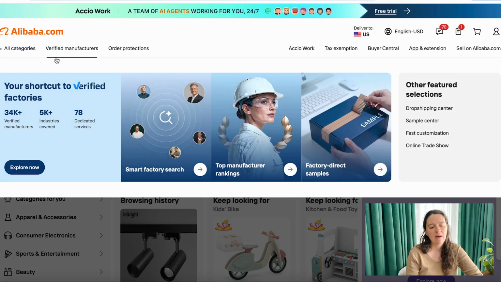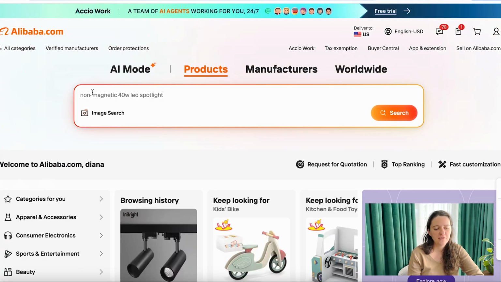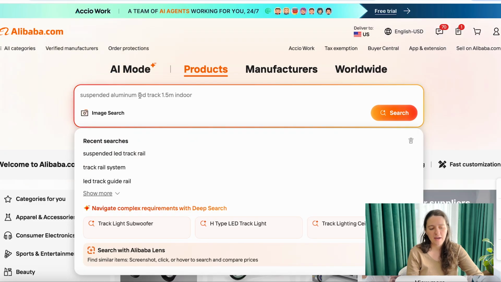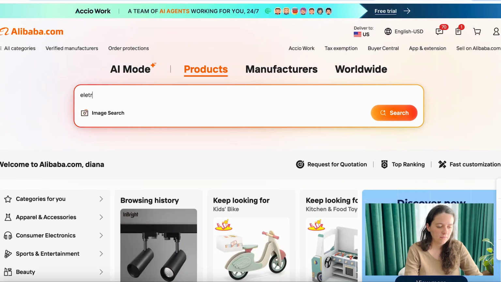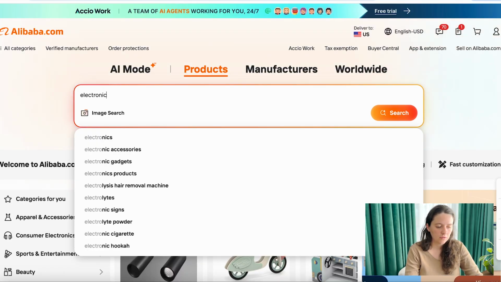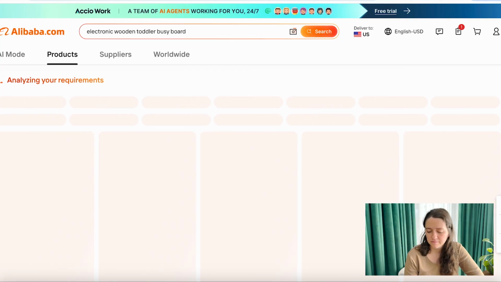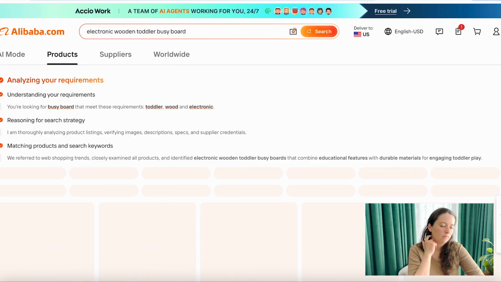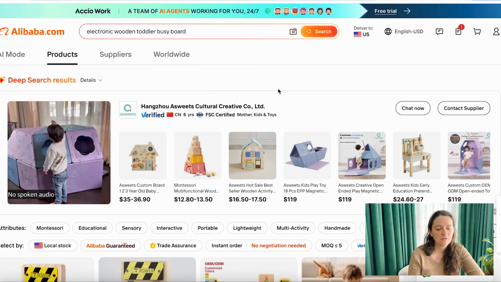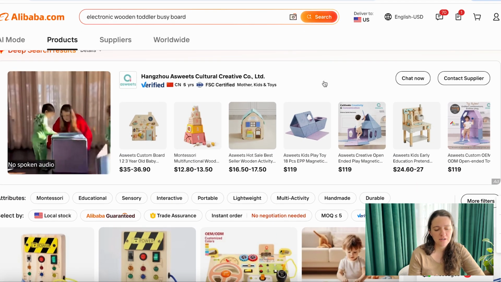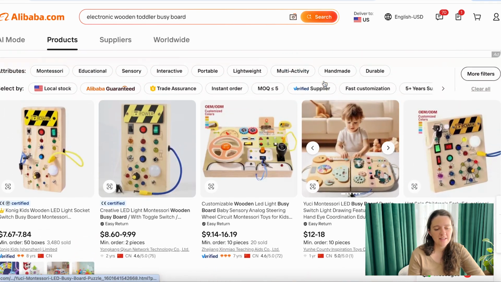Okay, so I am on Alibaba.com and the first thing I do, I choose here products. And here I choose my product: electronic wooden toddler busy boards. So here it's got me a bunch of products, but first I filter.